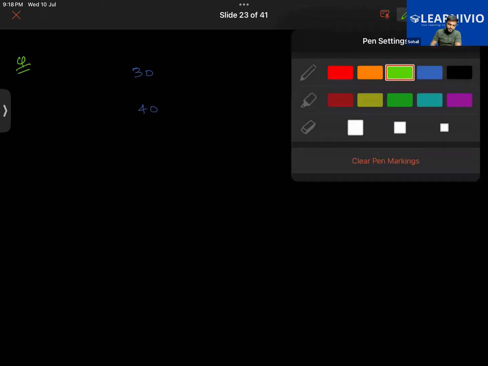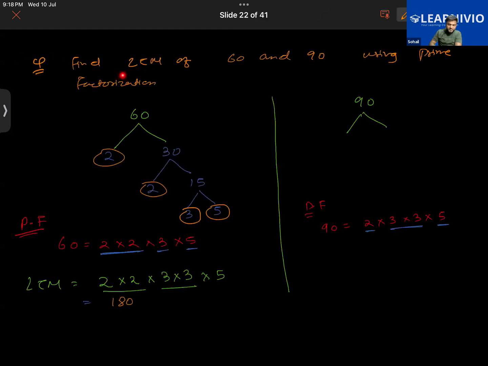So do one thing, find the least common multiple of the given numbers. Take the number 30 and take the number 40. Find out the least common multiple using the prime factorization method. That is the question. How? Just now, moments ago, we have learned this. The same thing. Oh, okay.